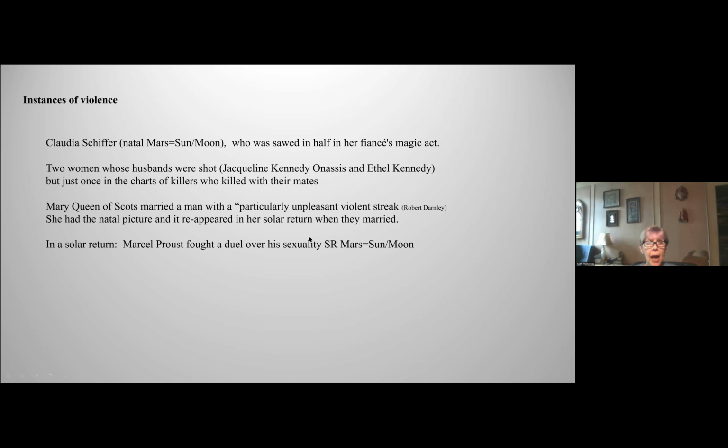You'll forgive me. Mary, Queen of Scots, married a man with an unpleasant, violent streak. She had the natal picture, and it reappeared in their solar return when they married. And in another solar return, Marcel Proust fought a duel over his sexuality, Mars equals Sun Moon. Now, in a minute, we're going to be looking at Proust with another solar return that he had. Maybe this isn't as good as the second example, which we're going to see in a couple of minutes.